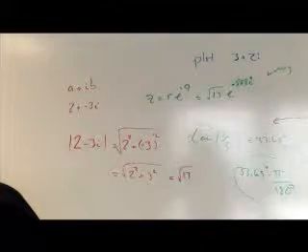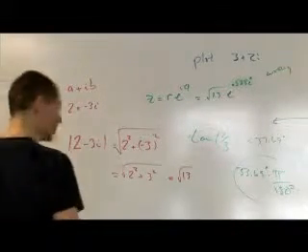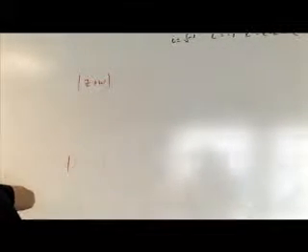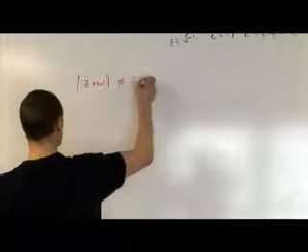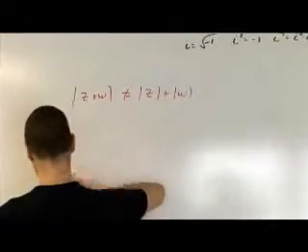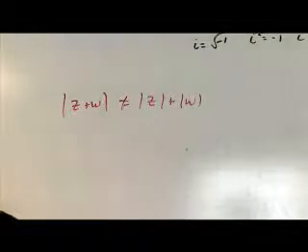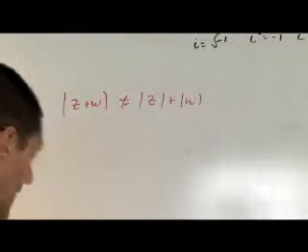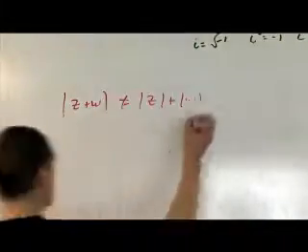Give a counterexample. So, this is some good stuff here. It says, give a counterexample to this: the modulus of Z plus W does not equal the modulus of Z plus the modulus of W. So let me see what the exact directions are here. It says, give an example of complex numbers Z and W such that the two aren't equal.